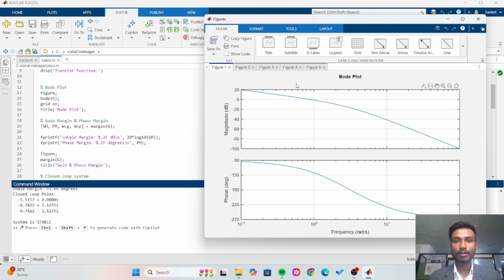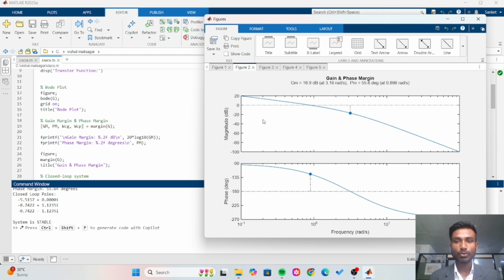And another is the gain margin. Here the gain margin and phase margin are shown. In this graph, the gain margin is equal to 16.9 dB at 3.16 radian per second. Phase margin is 55.6 degrees at 0.9 radian per second. Since both margins are positive, the system is stable with good stability margins. So this means the system can tolerate gain increases without becoming unstable.